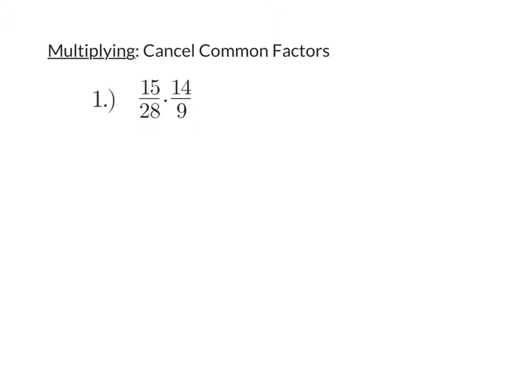In rational expressions number 2, we're going to focus on the arithmetic of rational expressions: adding, subtracting, multiplying, and dividing. We'll start with multiplying because it's usually the easiest one to deal with. If I have 15 over 28 times 14 over 9, multiplying two fractions, we just multiply straight across the numerator. So 15 times 14 over 28 times 9.